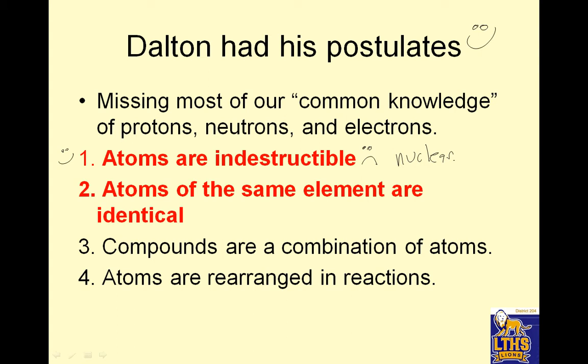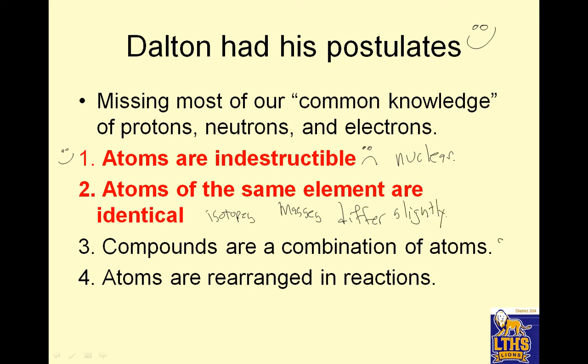Atoms of the same element are identical. Now, we think that they have the same properties, but there are isotopes. If you remember from biology, they do a little bit about it. Some of these have different masses, and they just vary a little bit. And that affects whether they're radioactive or not. But for us, it's just that masses differ slightly.